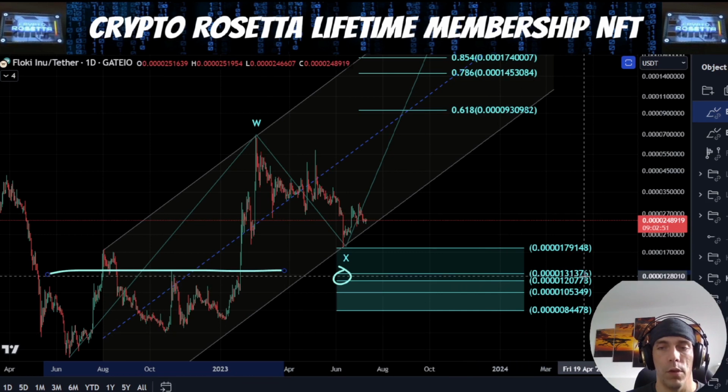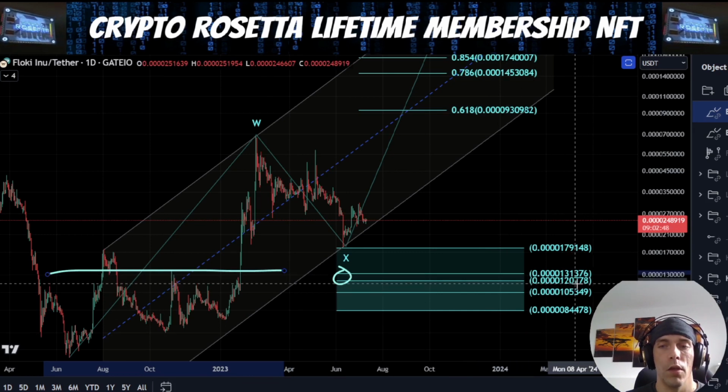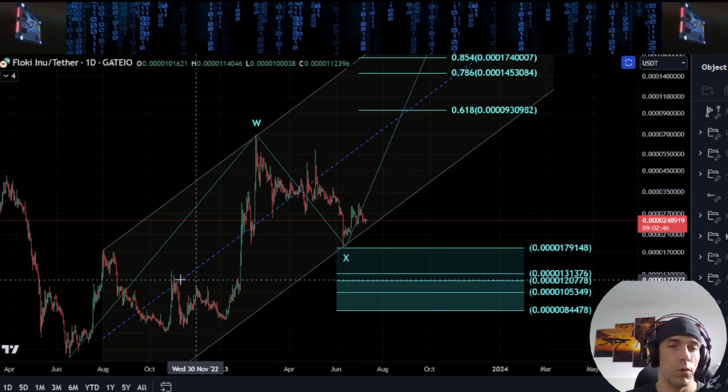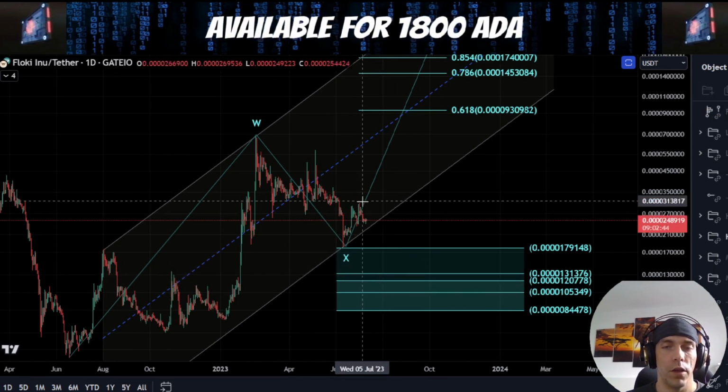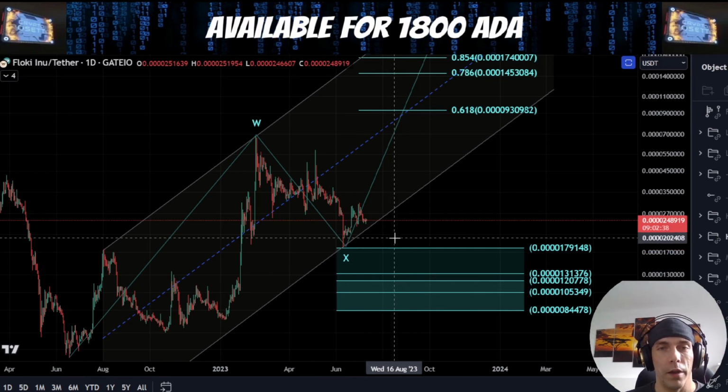This 131,376 to this 120,778 as a potential retracement into these highs. So if we do break down here, we're going to be keeping an eye on that target area.